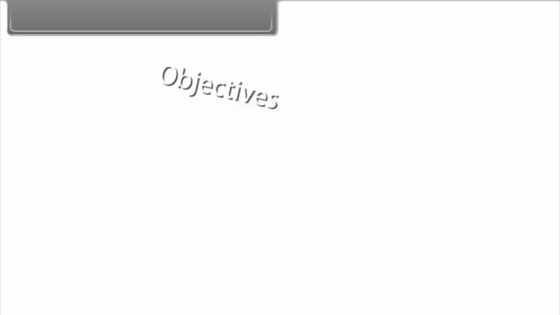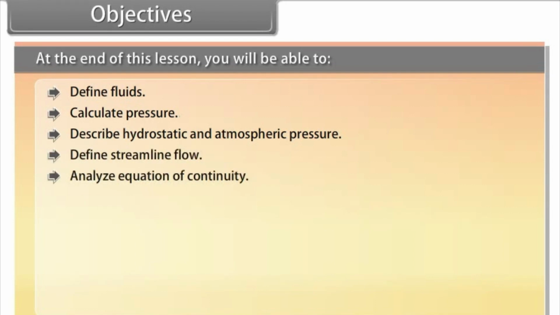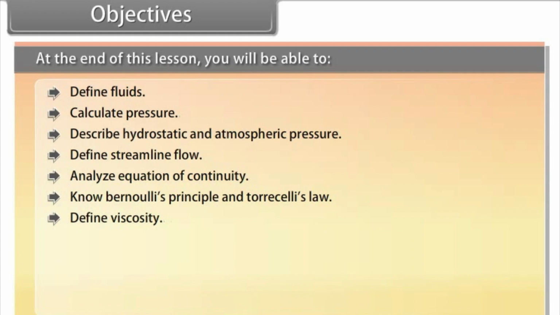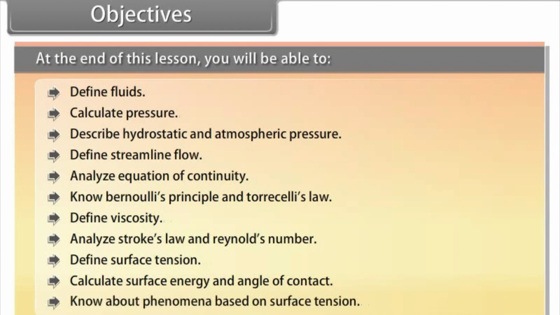Objectives. At the end of this lesson, you will be able to define fluids, calculate pressure, describe hydrostatic and atmospheric pressure, define streamline flow, analyze the equation of continuity, know Bernoulli's Principle and Torricelli's Law, define viscosity, analyze Stokes' Law and Reynolds number, define surface tension, calculate surface energy and angle of contact, and know about phenomena based on surface tension.